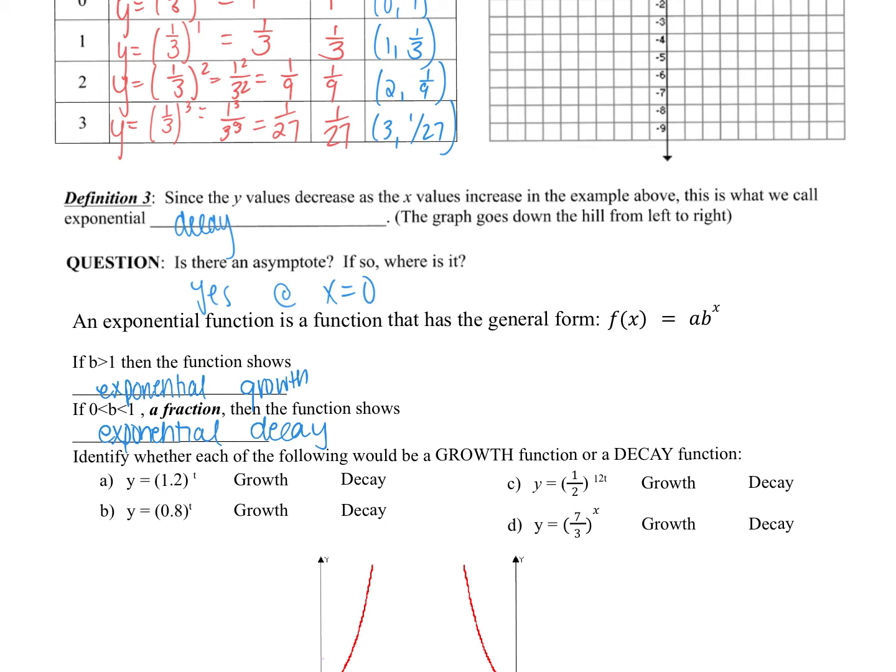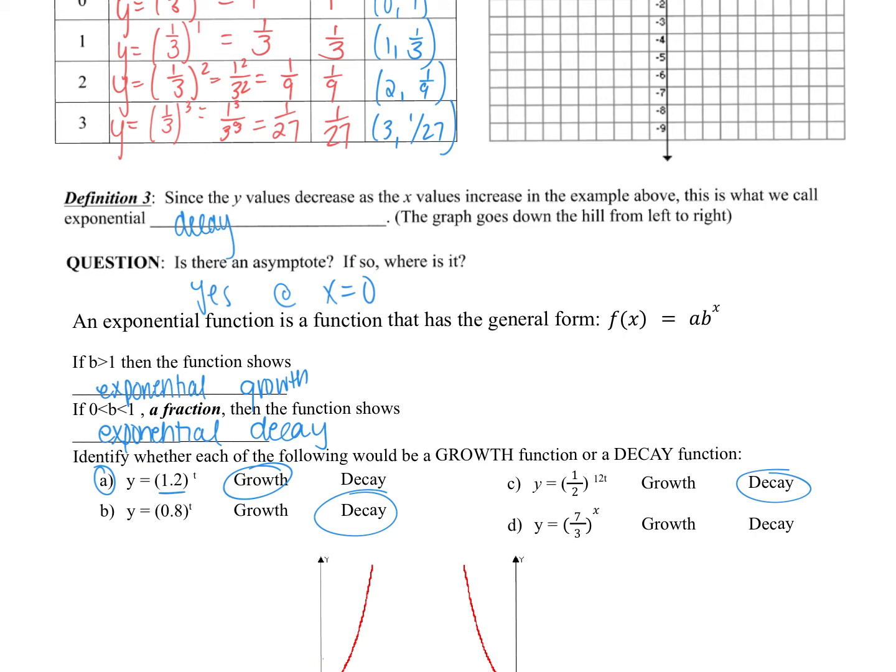So let's look at identifying these following functions and seeing if they're a growth or decay function. So if I am looking here at A, okay, and my b is 1.2. So if I'm looking at my two rules above that, anything greater than 1 is going to be a growth. So I know that's a growth. Okay? Looking at B, I have 0.8. I know it's bigger than 0, but less than 1. So that's going to be a decay. Okay? Then I'm going to look at C. I have a fraction, right? It's a half, which I know is not bigger than 1. So that's also a decay.